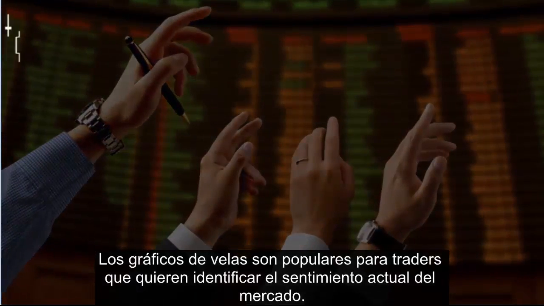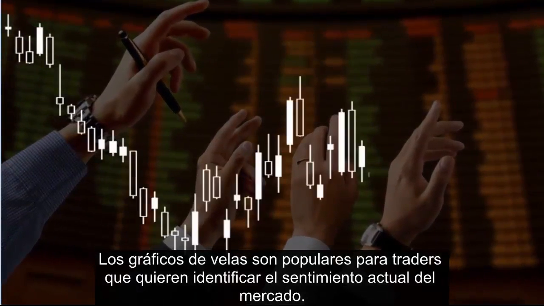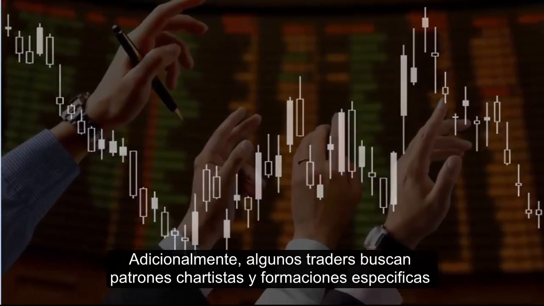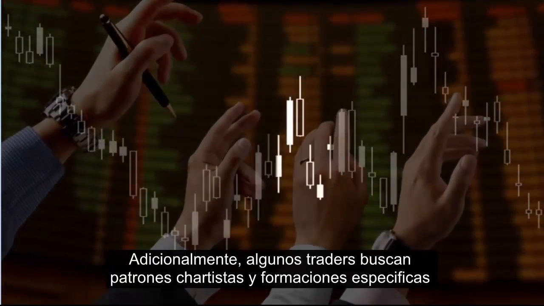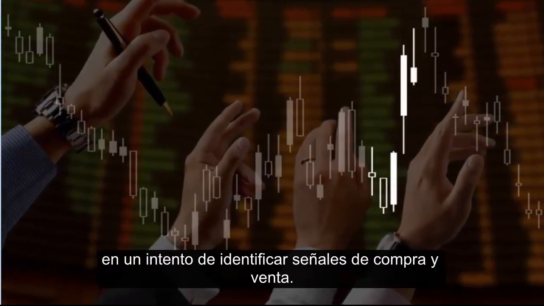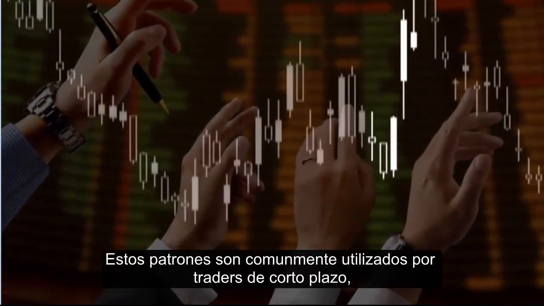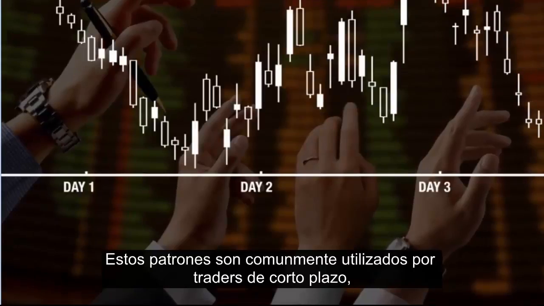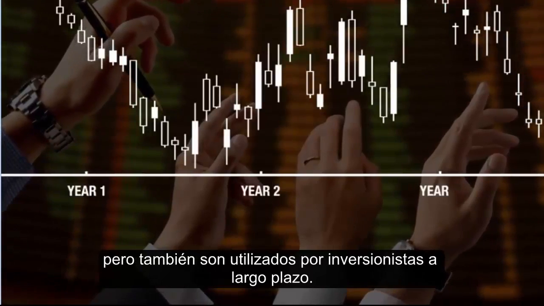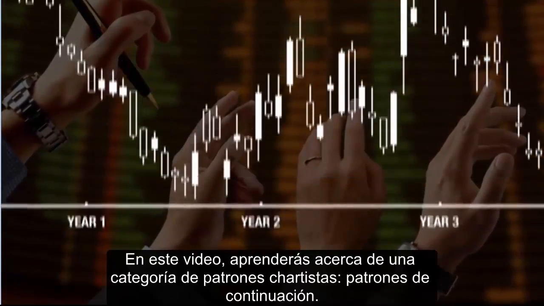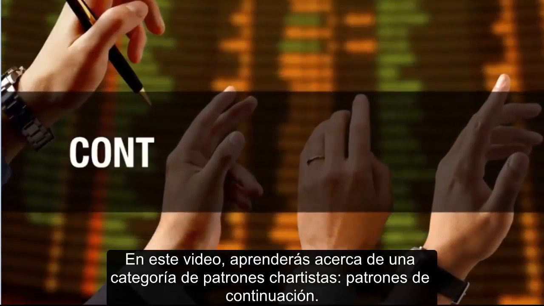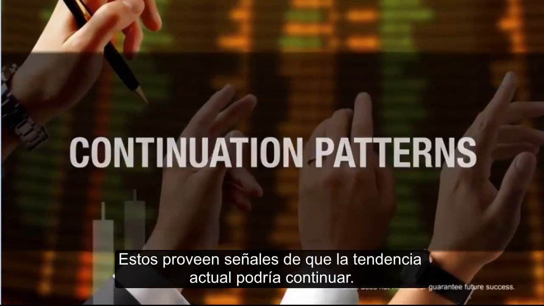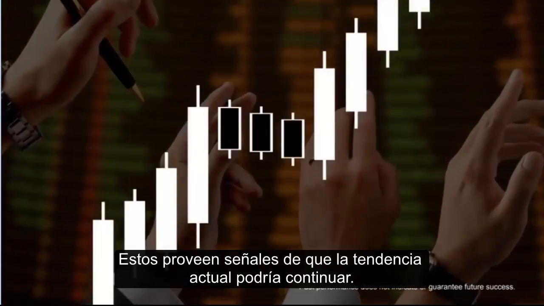Candlestick charts are popular with traders who want to identify the market's current sentiment. Additionally, some traders look for chart patterns and specific formations in an attempt to help identify bullish and bearish signals. These patterns are commonly used by short-term traders, but they are also used by long-term investors. In this video, you'll learn about one category of chart patterns: continuation patterns. These provide signals that the current trend may continue.